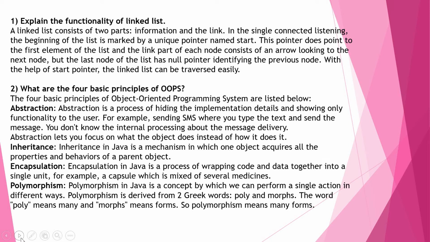Polymorphism in Java is a concept by which we can perform a single action in different ways. Polymorphism is derived from two Greek words, poly and morphs. The word poly means many and morphs means forms. So polymorphism means many forms.